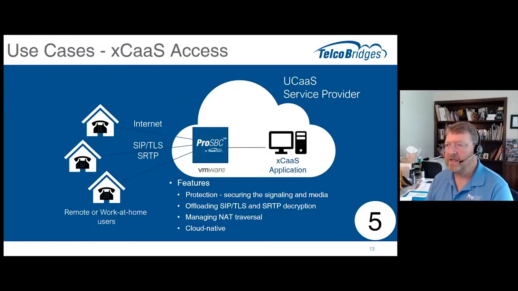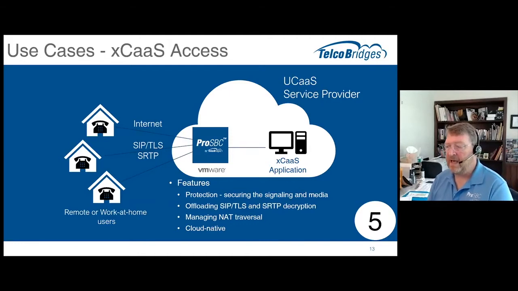Number 5 is the various communications as a service access kind of application. What we're seeing here is a UCaaS provider as an example, or it could be a contact center, could be either unified communications, it could be a collaboration service, could be a CPaaS, any one of those providers. And they want to be able to have remote devices, telephones, or potentially soft clients out remotely, and they would like to have those secured with SIP over TLS.